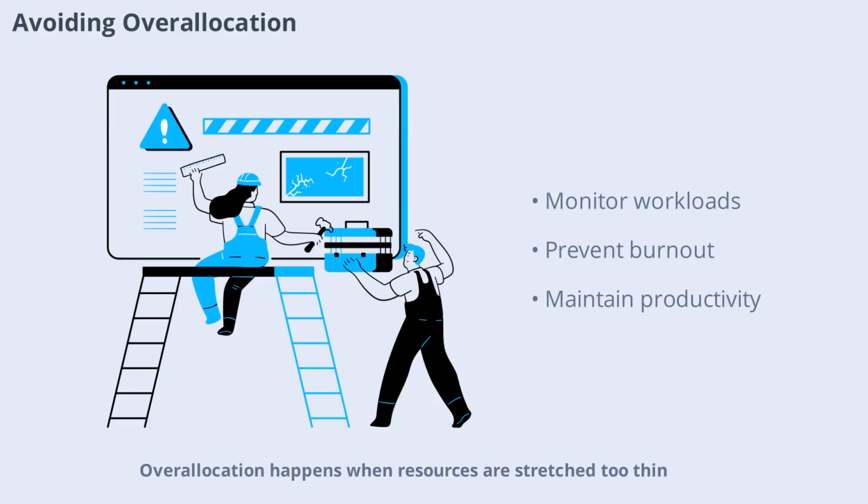Overallocation happens when resources are stretched too thin. This leads to burnout, mistakes, and missed deadlines. Monitor workloads and adjust assignments to prevent overallocation. Healthy resource management keeps your team productive and motivated.